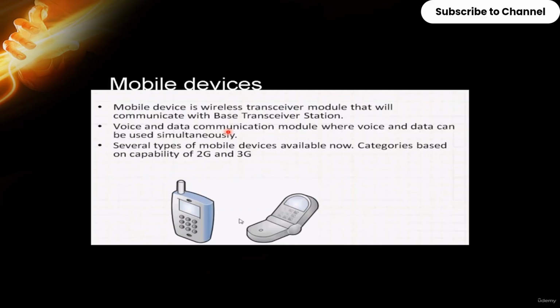So what are the components of GSM? The mobile device is a wireless transceiver module which is used to communicate with the base transceiver station, and both voice and data are communicated with the mobile devices. Several types of mobile devices are available, based on 2G, 3G, 4G, 5G. Based on current development, various types of mobile devices are available nowadays, like 5G mobile devices.